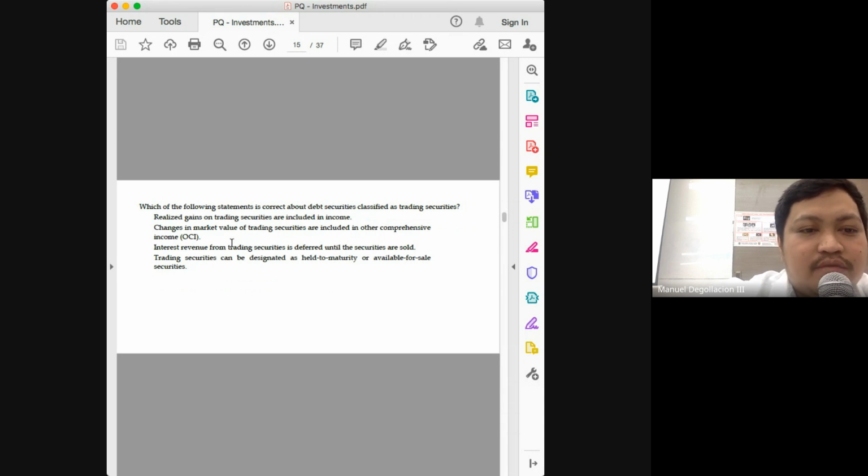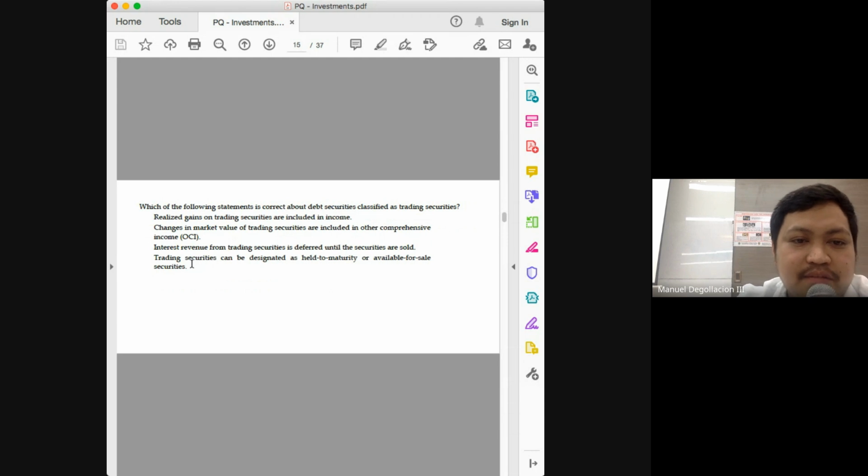Change in market value of trading securities are included in other comprehensive income. Why is this false? Changes in market value of trading securities are part of your income. Interest revenue from trading securities is deferred until the securities are sold. No, they are already recognized as interest income.